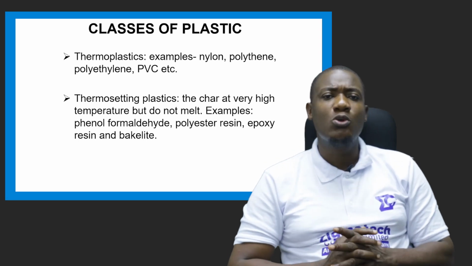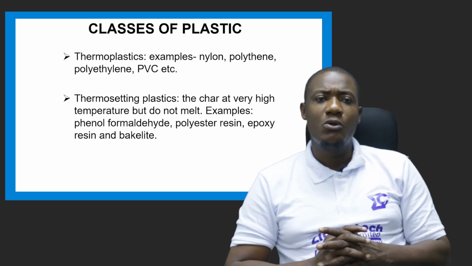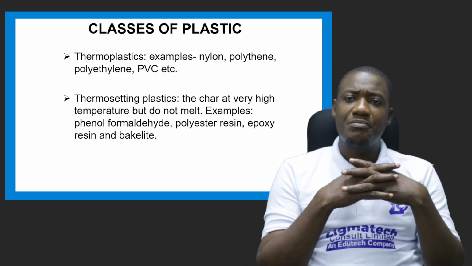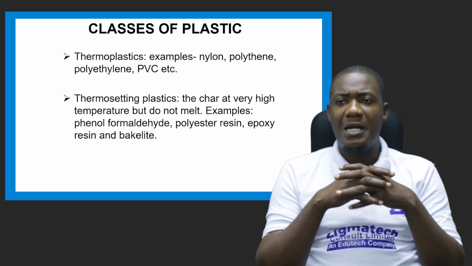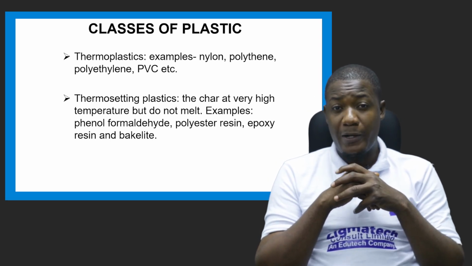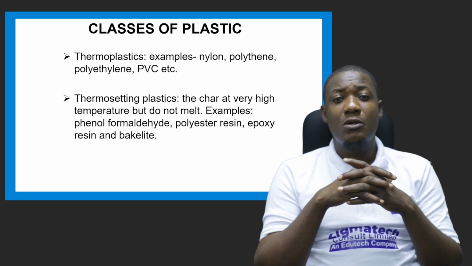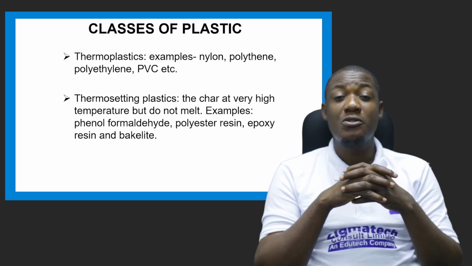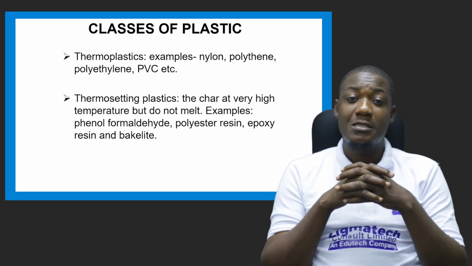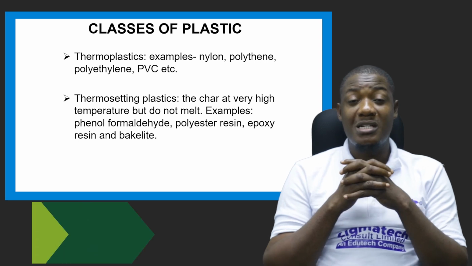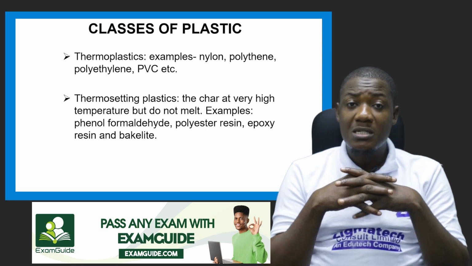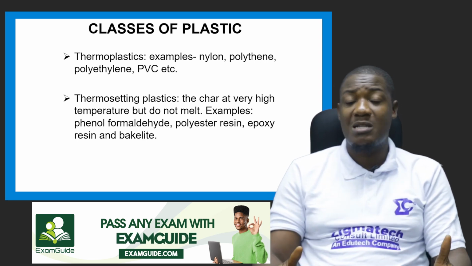Examples of thermoplasts include nylon. Another example includes polythene, PVC. PVC means polyvinyl chloride. And polyethylene, they are all examples of thermoplasts. Even the plastic cups you have in your home, when you heat them or mistakenly use a candle close to them, by the time you say Jack Robinson, that cup is melted. So that type of plastic that is not resistant to heat is classified as thermoplast.